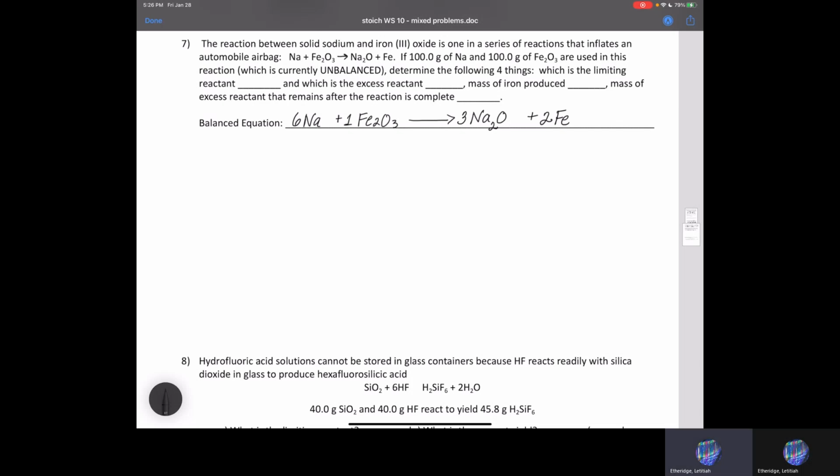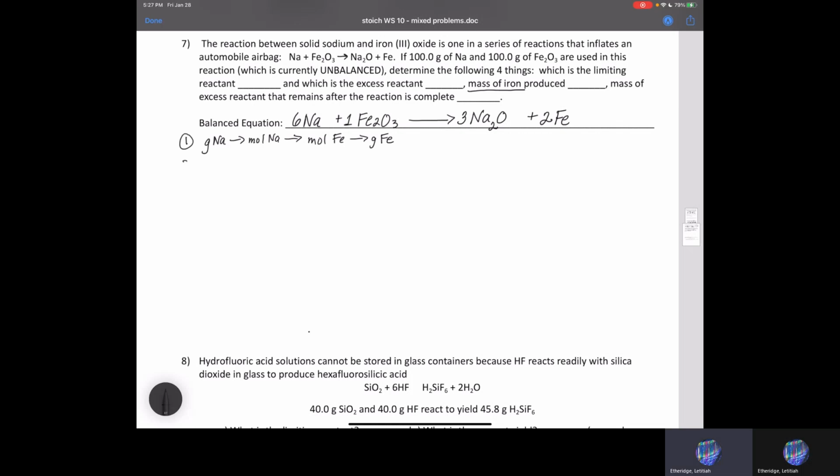Now, please remember the steps to figure out these questions. We need to find the limiting reactant. We need to find the excess reactant. To find the limiting reactant, we are going to start with each reactant and go to the same product. I am going to pick iron as my product because the next question asks me for the mass of iron that is produced. So remember your basic roadmap that I tell you to build: gram of sodium to mole of sodium to mole of iron to gram of iron.